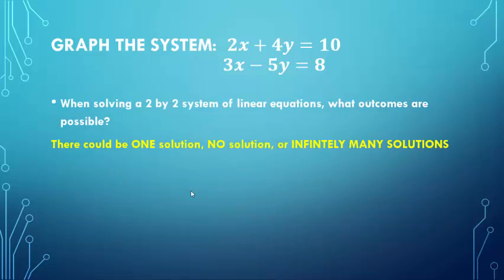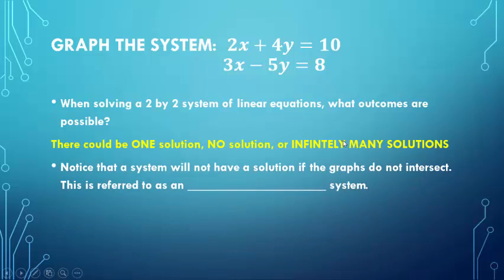We're going to talk about a couple vocabulary words really quick. I just discussed why there could be one solution, no solution, or infinitely many. If the system has no solution, we refer to that as an inconsistent system. In a real life word problem, if this were to happen where the lines were parallel, then you probably have some information that's incorrect in your word problem. This is referred to as an inconsistent system.